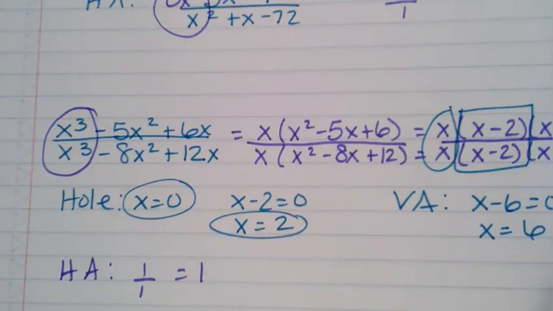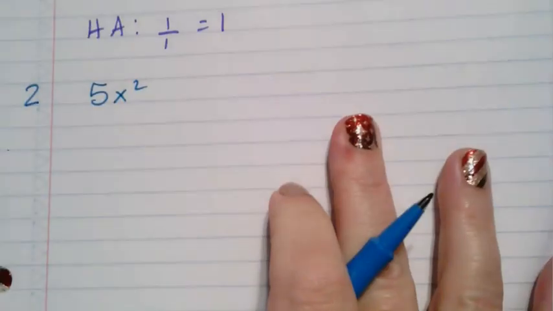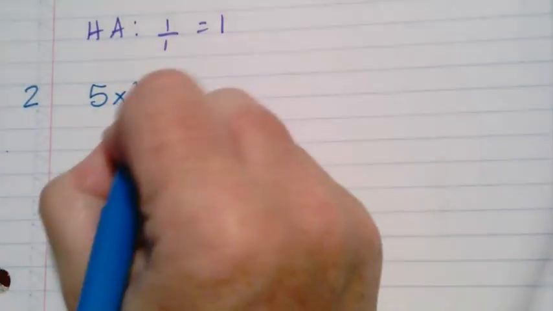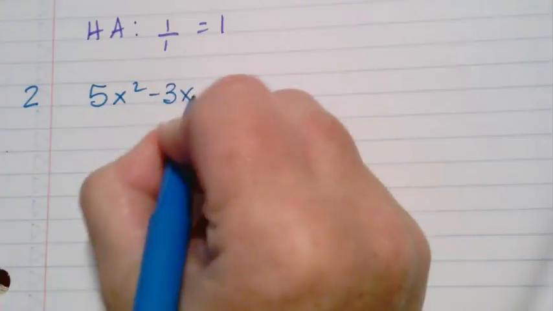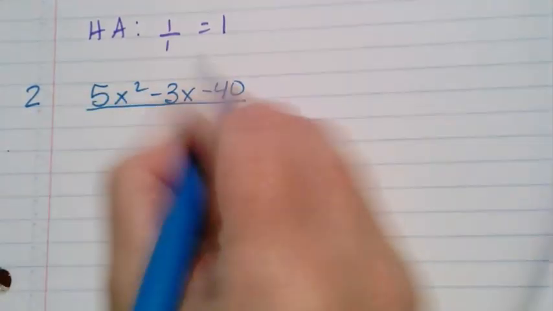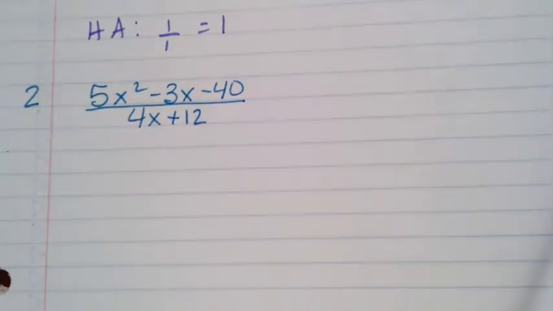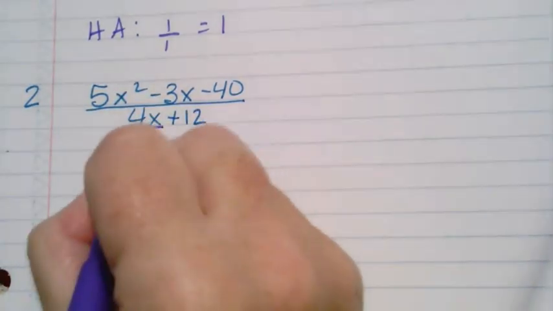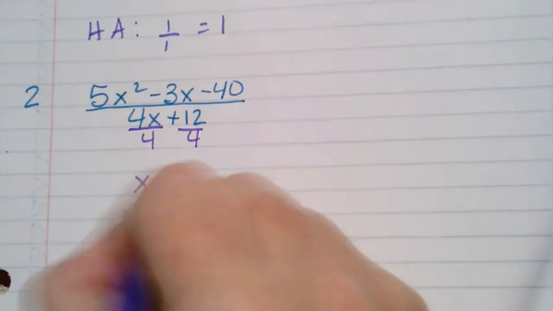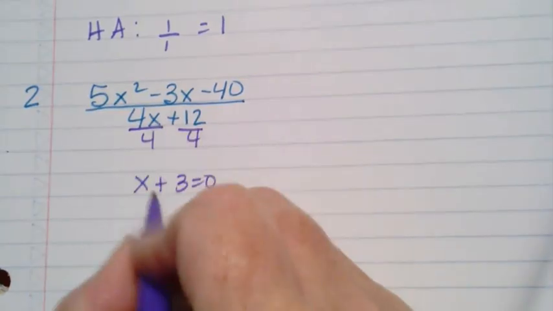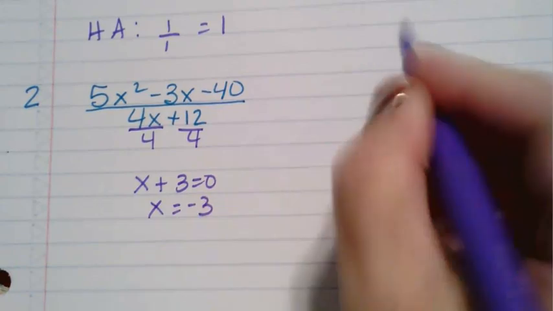Now let's look at question number 2. Slant asymptotes. So we have 5x squared minus 3x minus 40 over 4x plus 12. So first things first, we cannot have a 4 in the bottom, so we divide by 4. And we get x plus 3 equals 0, so x equals negative 3.